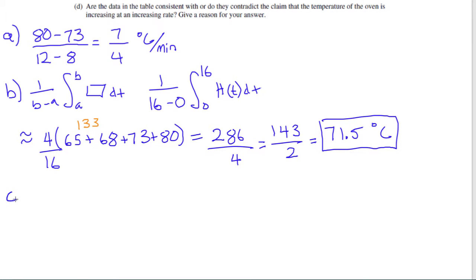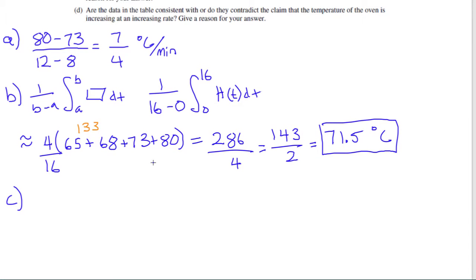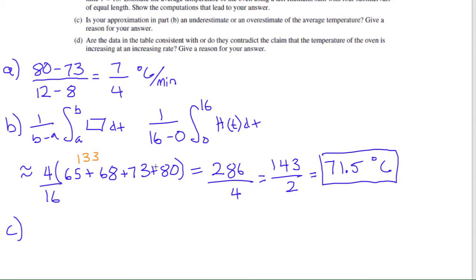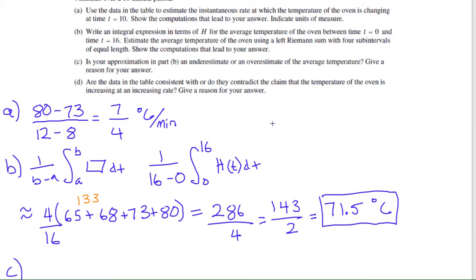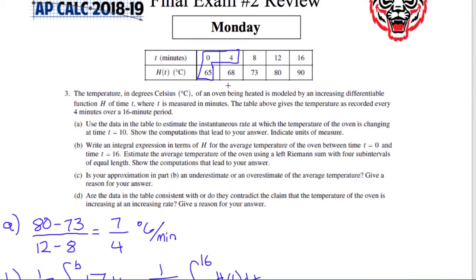All right, and we're finally on to part C. Part C is asking if this answer in part B is an over or underestimate of the average temperature. So we have to look at if we're increasing or decreasing. 65, 68, 73, yeah, we're clearly increasing.